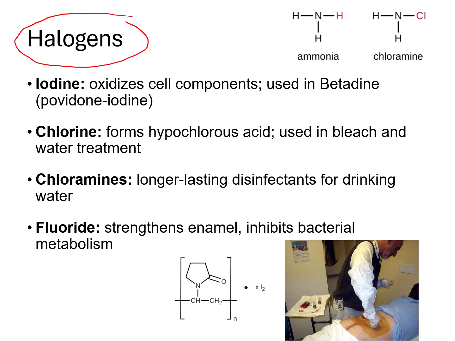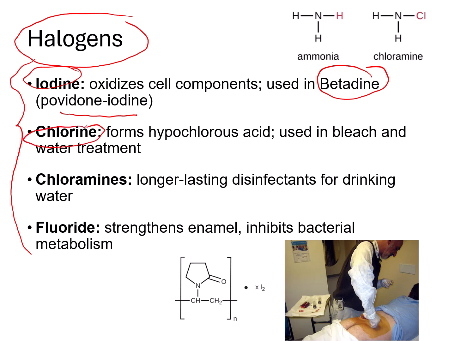Halogens are another group of chemicals that are antimicrobial. So this includes iodine, chlorine, and fluorine. These are strong oxidizing agents that damage cell components and macromolecules. Iodine is used in Betadine, and it's a povidone iodine antiseptic for skin and surgical prep.